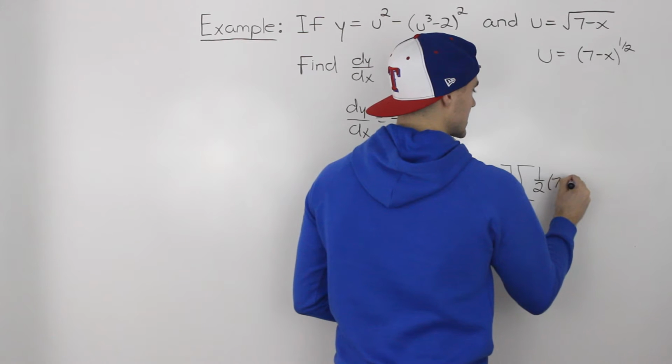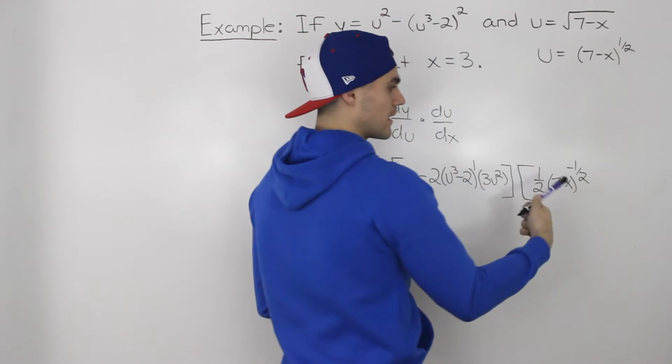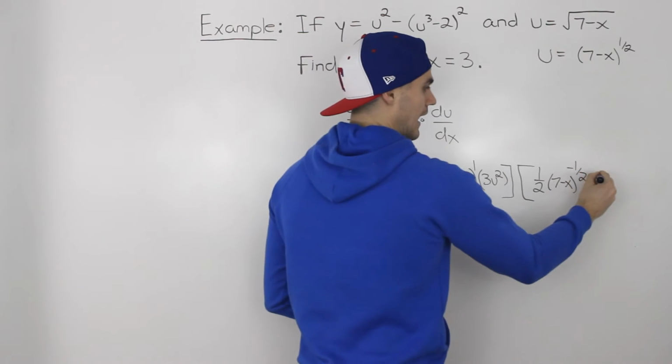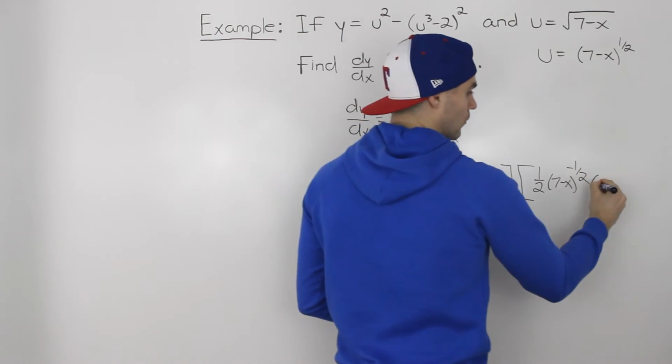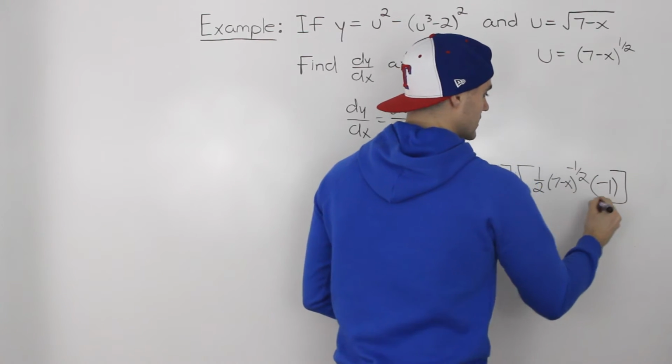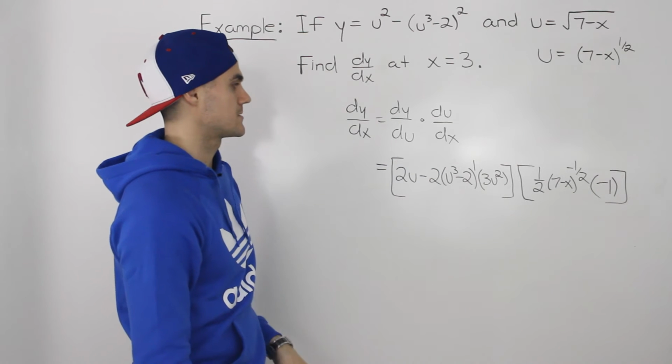The inner function stays the same. We subtract 1 from the exponent, so 1/2 minus 1 gives us negative a half. And then the derivative of that inner function is negative 1. So this second square bracket here represents du by dx.